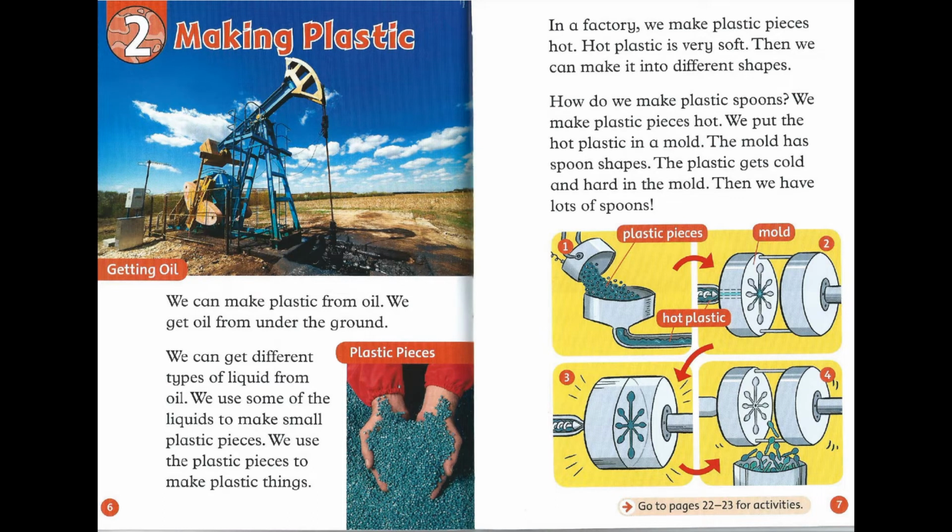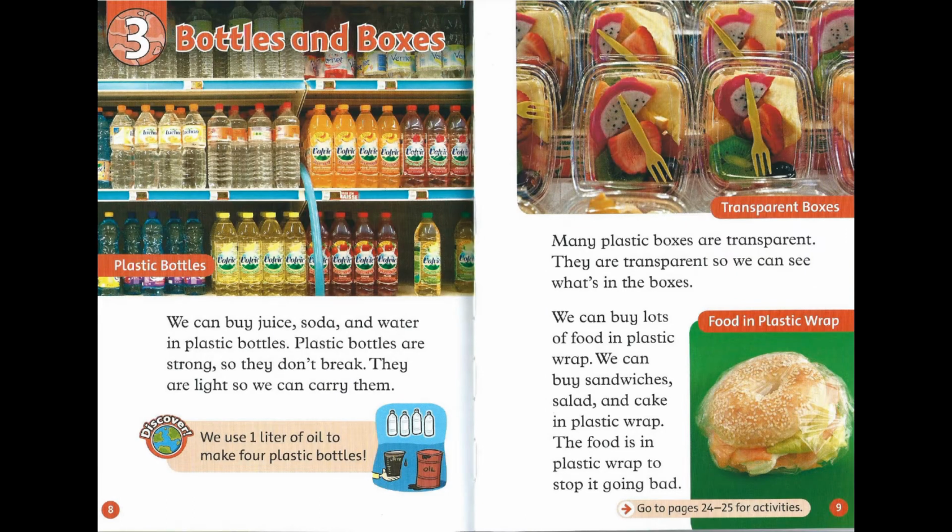Chapter 3. Bottles and boxes. We can buy juice, soda, and water in plastic bottles. Plastic bottles are strong, so they don't break. They are light, so we can carry them. Discover! We use 1 liter of oil to make 4 plastic bottles.